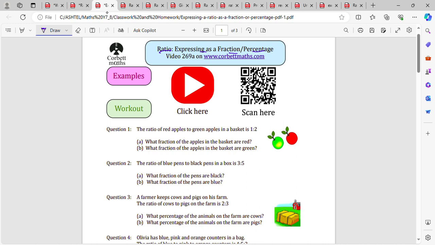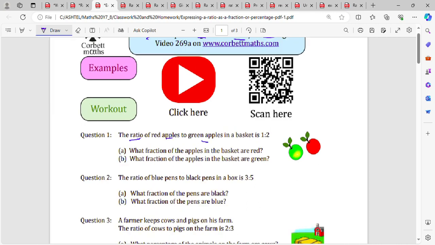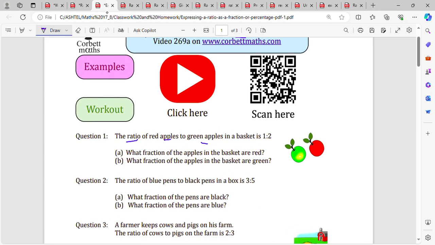For the first question, we have the ratio of red apples to green apples in a basket is 1 to 2. So that means this 1 is referring to the red apples, and the 2 is referring to green apples. Okay, so what fraction of the apples in the basket are red? In the basket meaning that we need to write the total.